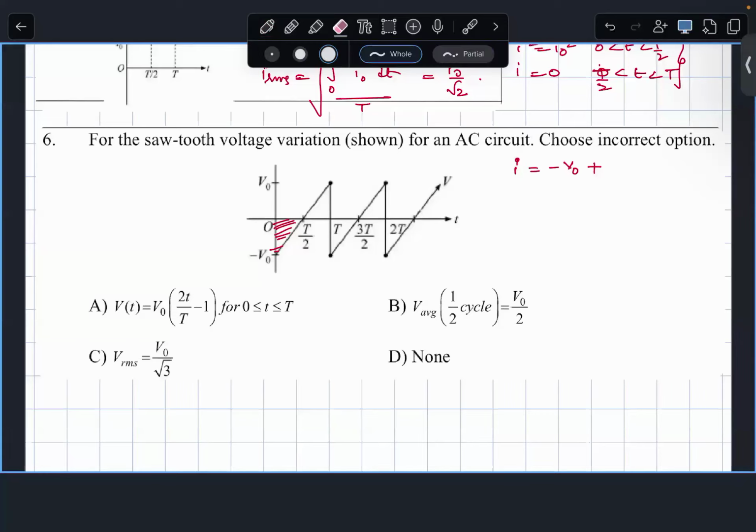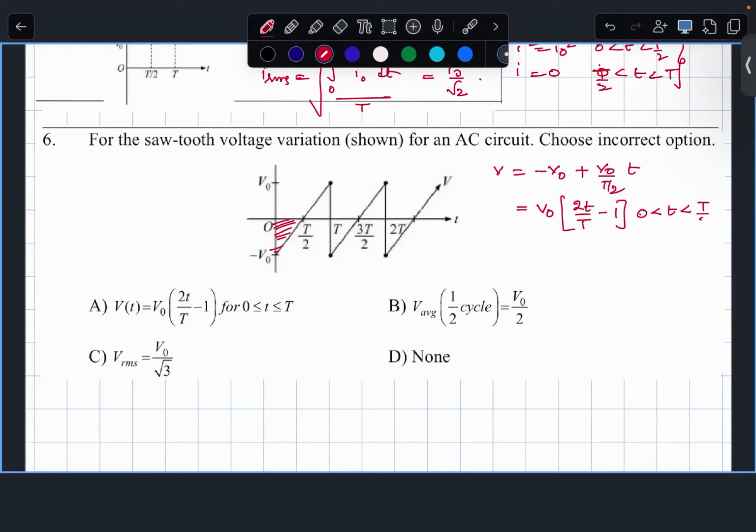Voltage. You give me the function for this part. Tell me what is the function for that part. V is equal to minus V naught plus V naught by T by 2 into t, minus 1. This you can write as V naught times 2t by capital T minus 1, for 0 less than t less than T by 2.